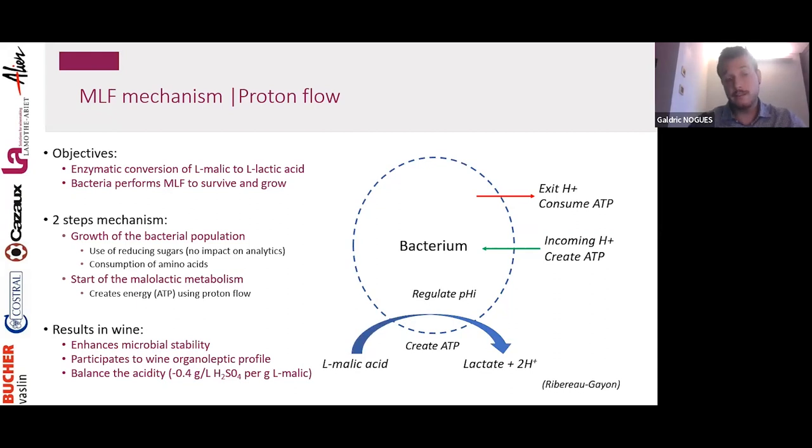For the wine, it changes things as well, because there is an increase of microbial stability: the malic acid is not very stable, whereas the lactic acid is very stable. It also participates in the wine's organoleptic profile because you soften the wine and reduce the acidity. You balance the profile and help the fruit, because most of the bacteria produce esters. Basically, we admit that 1 gram of L-malic acid consumed leads to a decrease of 0.4 gram per liter of total acidity. So you reduce the total acidity and help to balance the profile.